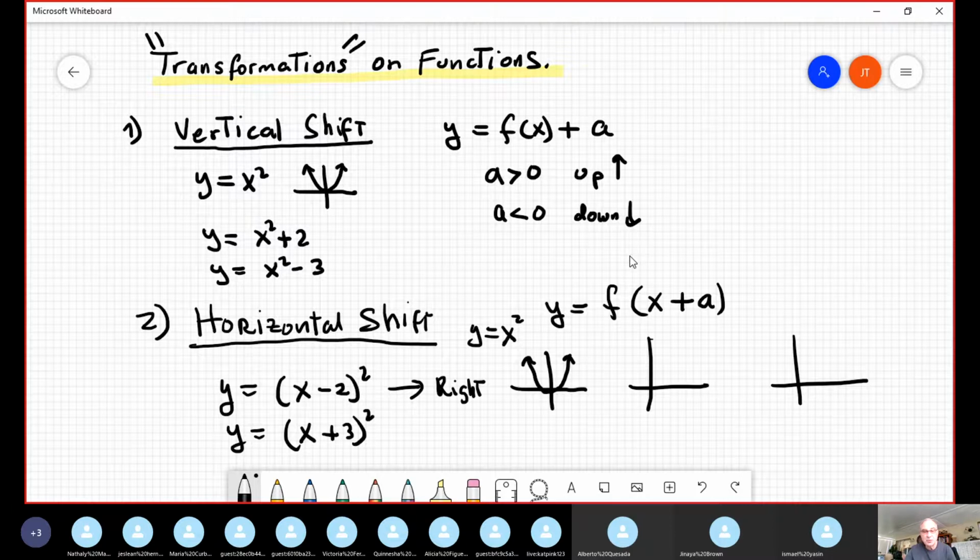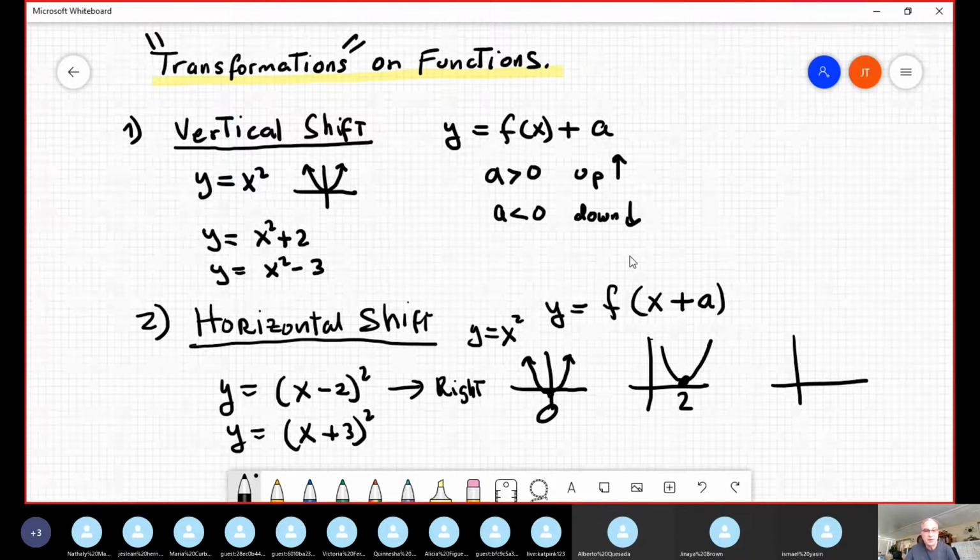Suppose this parabola, when you subtract, is here. This point is 0. Now this point is 2. It's over 2. So you plug in here, 2 minus 2 is 0. 0 squared is 0. Okay, y is 0. And here it's completely opposite. It's to the left.